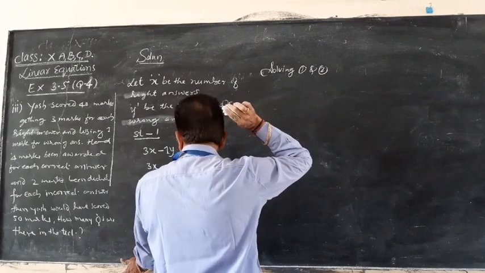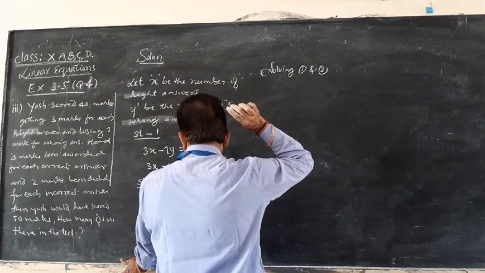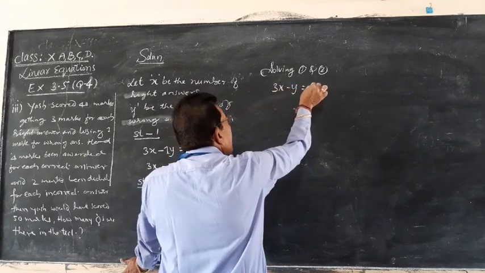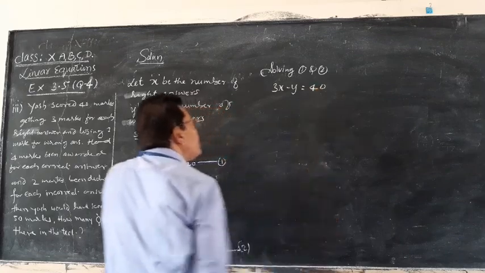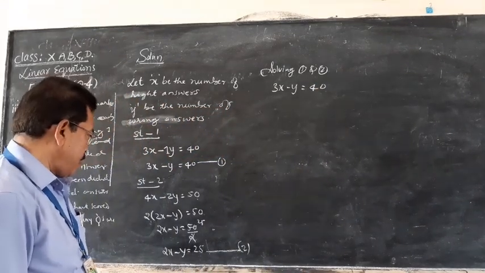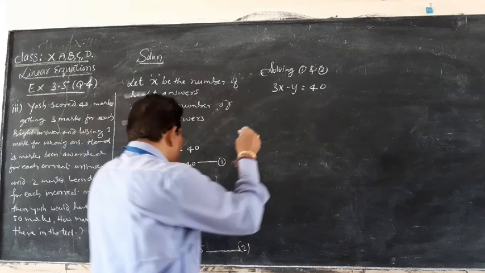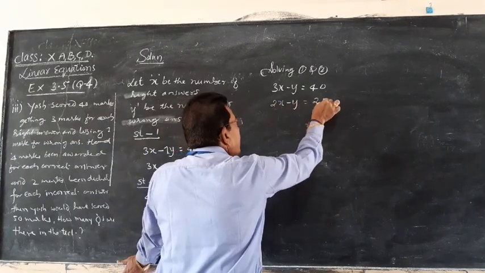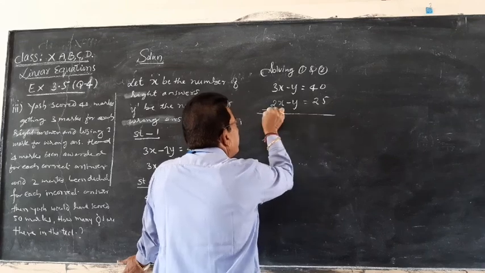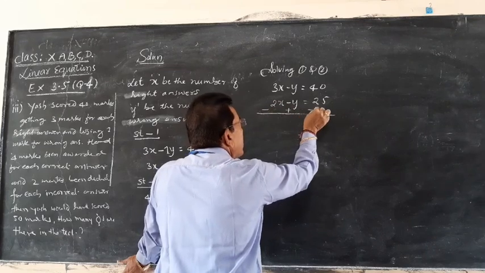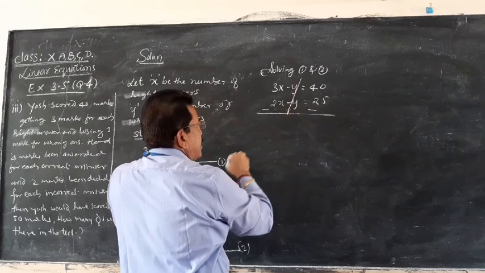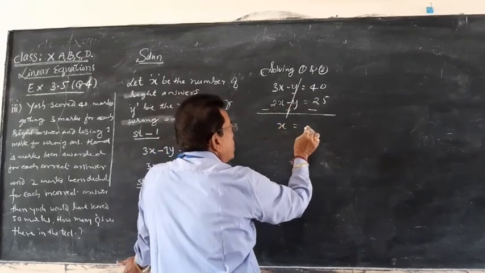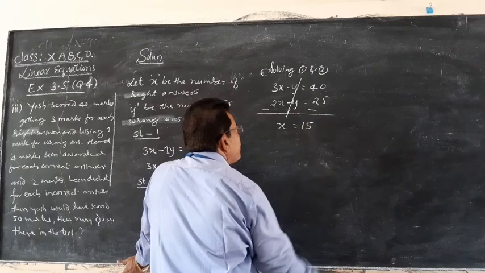Solving 1 and 2. 3x minus y equals 40, then 2x minus y equals 25. Minus y and plus y get cancelled. Then 3x minus 2x, x equals 40 minus 25, that is 15.